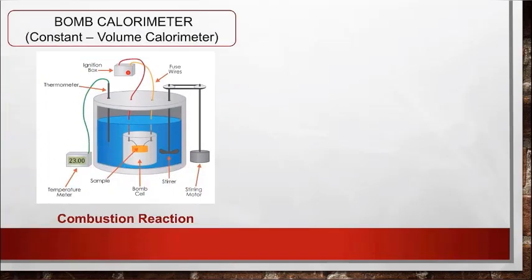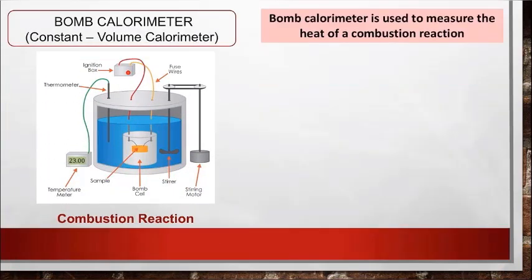Now, let's go through the calorimeter one by one. The first one is the bomb calorimeter. Bomb calorimeter is used to measure the heat of a combustion reaction only. How does a bomb calorimeter work? Basically, the combustion reaction will occur here at the sample bed, and then the heat released by the combustion reaction will be absorbed by water and also by the calorimeter.